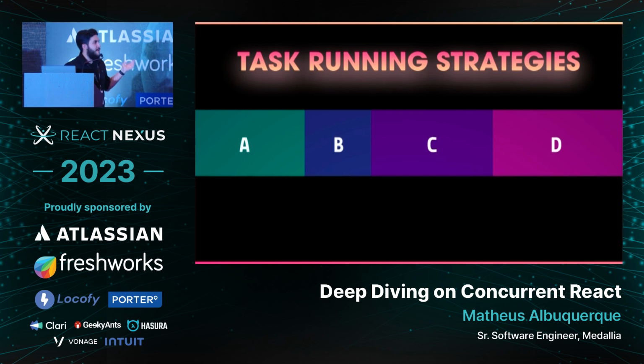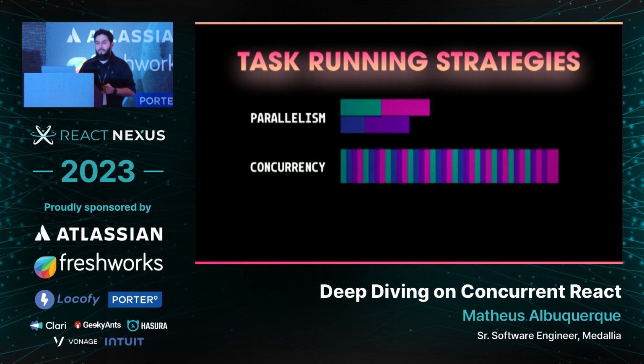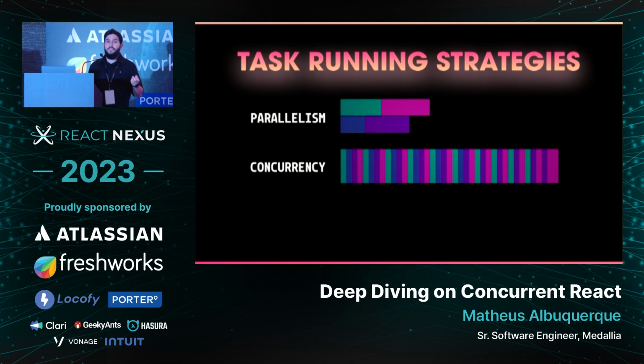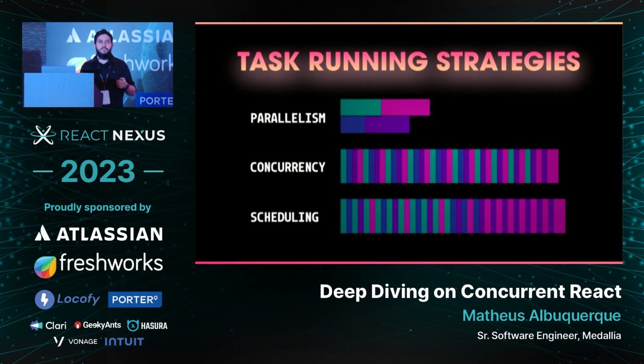So let's imagine we have 4 things to run: A, B, C, and D. We could start with parallelism, where we would have different tasks running at the same time on different CPU cores. We could go with concurrency, where we have one single thread, but we quickly switch between the different tasks to give the user the idea of concurrency. And we have scheduling, which is pretty much like concurrency, but here a piece of software called a scheduler assigns different priorities to different tasks based on some strategy or heuristics.